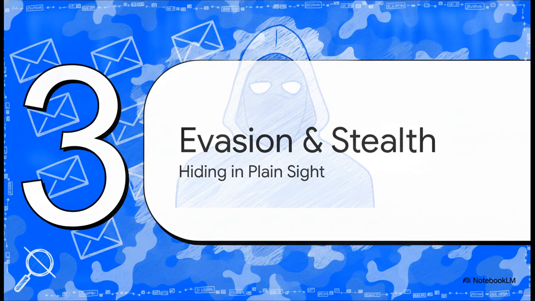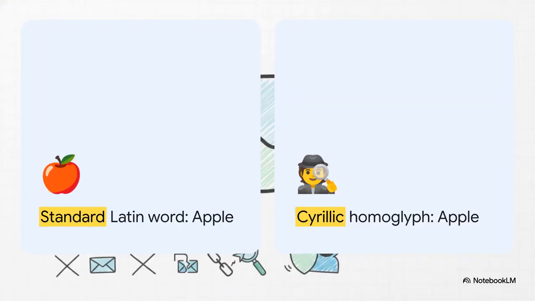All right, Section 3, Evasion and Stealth Tactics. Hiding in plain sight. Now, these attackers don't just set up a forwarding rule and cross their fingers, hoping you won't notice. They use highly sophisticated stealth techniques to hide right in plain sight and actively subvert your attempts to find them. Let's look at a really clever technique called Inboxfuscation.